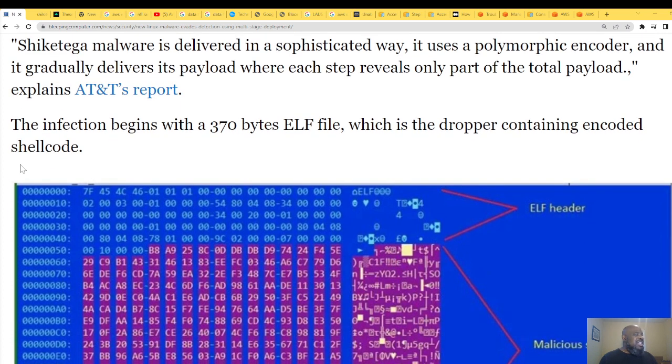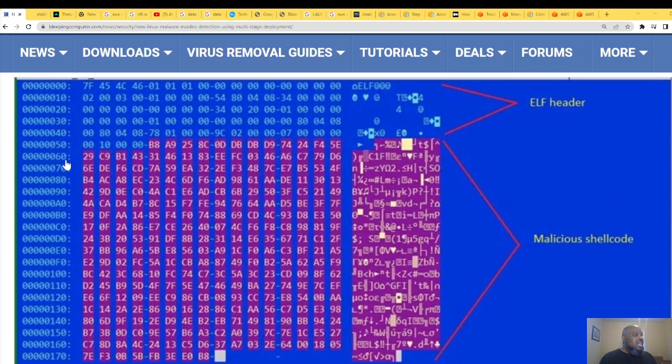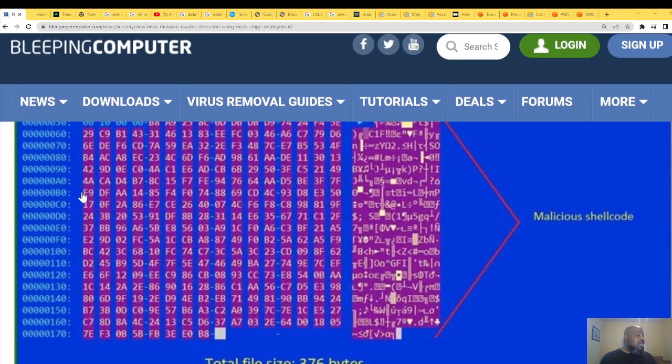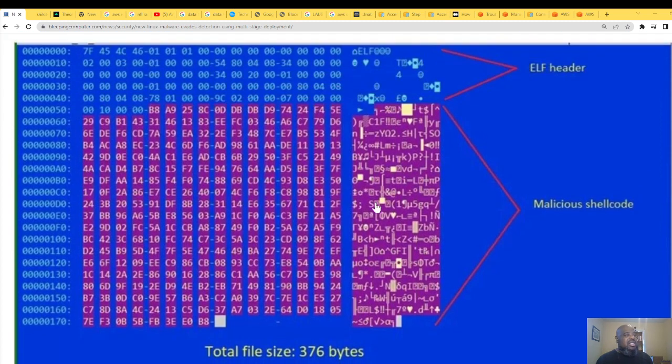The infection begins with a 370 byte ELF file, which is the dropper containing the encoded shellcode. So that shows you it. The cool thing about it is it's only 376 bytes, right? And that's the malicious shellcode right there in red/purple. I think red with blue is purple, but that's where it is, right? So that 376 bytes gets in your system to call the command and control, and that's one reason why it's hard to find.